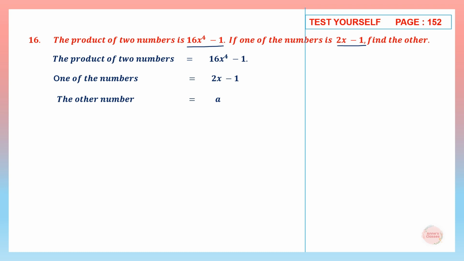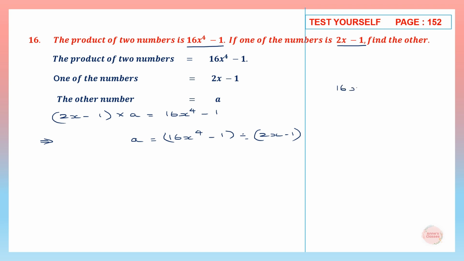That means when we multiply 2x minus 1 into a, we get the product, which is 16x to the power of 4 minus 1. Now to find the value of a, we say 16x to the power of 4 minus 1. This whole thing is going to be divided by 2x minus 1, because it's multiplication and I'm going to move it to the other side. So now we have to do division. Let's do that division here.